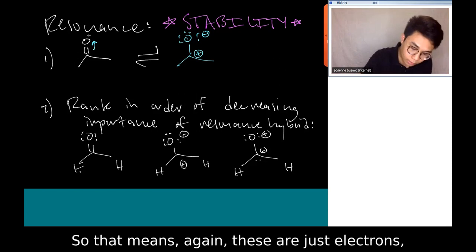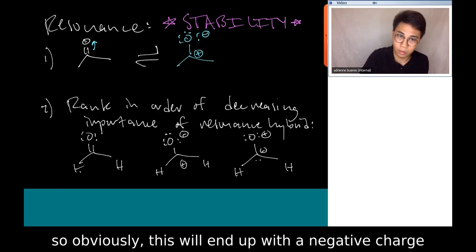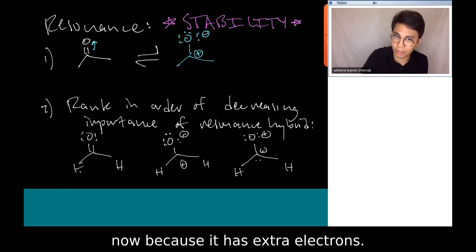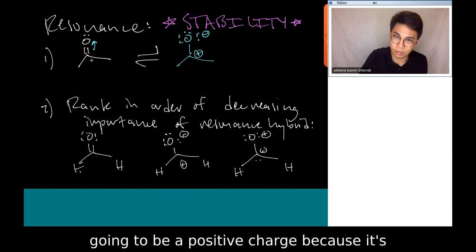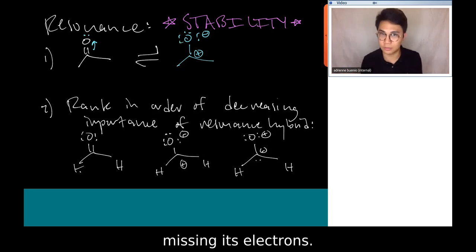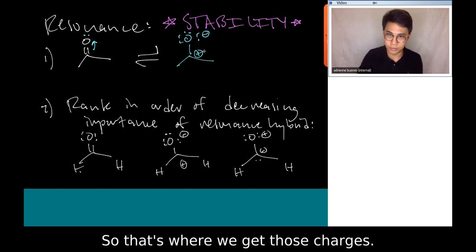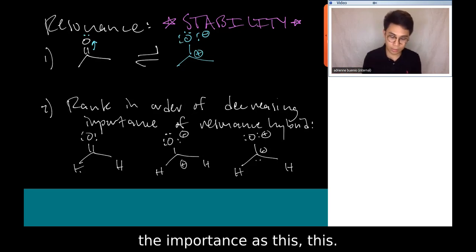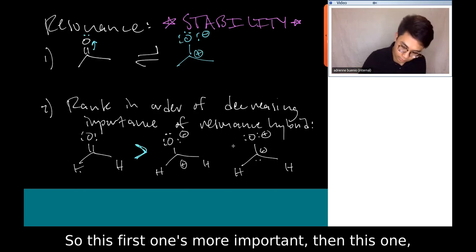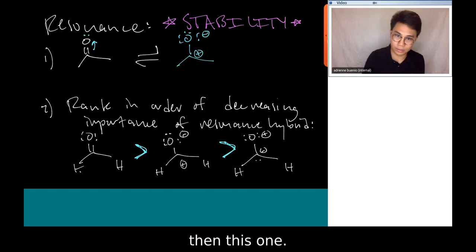So that means again these are just electrons. Obviously this will end up with a negative charge now because it has extra electrons, right? And this lost its bond, so obviously it's going to be a positive charge because it's missing its electrons. So that's why we get those charges. And now for this one, you guys should have gone through the importance. So this first one is more important than this one, right?